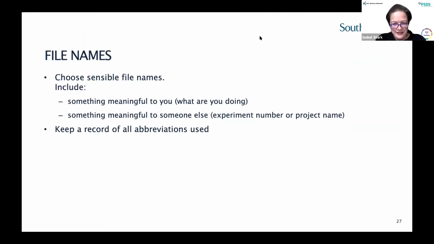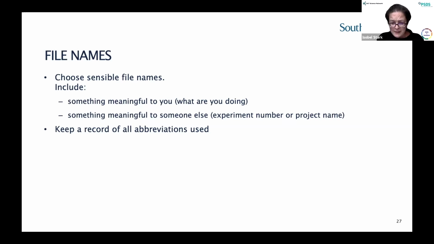So choose sensible file names that will mean something both to you, to your future self, and to anyone else who needs to look at your data. And keep a record of any abbreviations you've used. Abbreviations are great, but if you don't keep a record of them, you might forget. You may think you'll never forget, but believe you me, you will forget. And if you're doing a project where you may need to share your data beyond yourself, you need to have that list of abbreviations because you will need to provide a README file for whoever else is looking at the data.